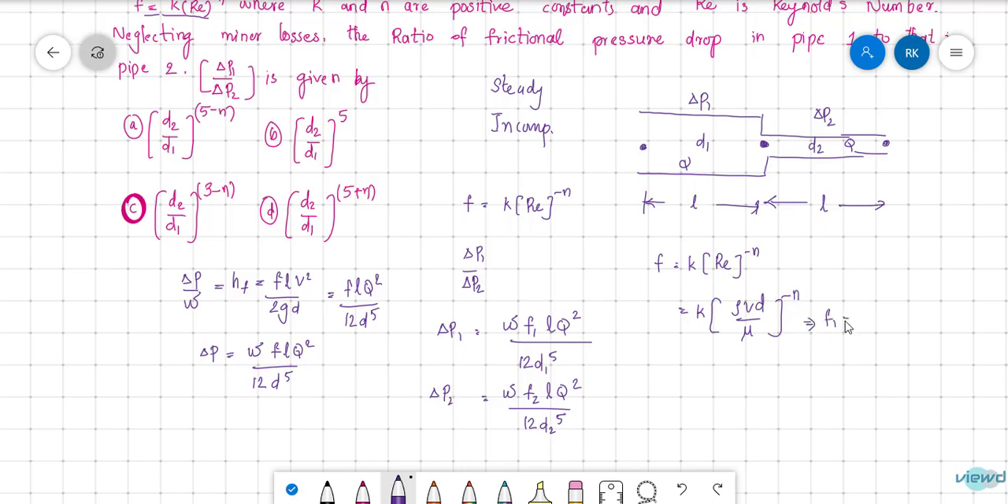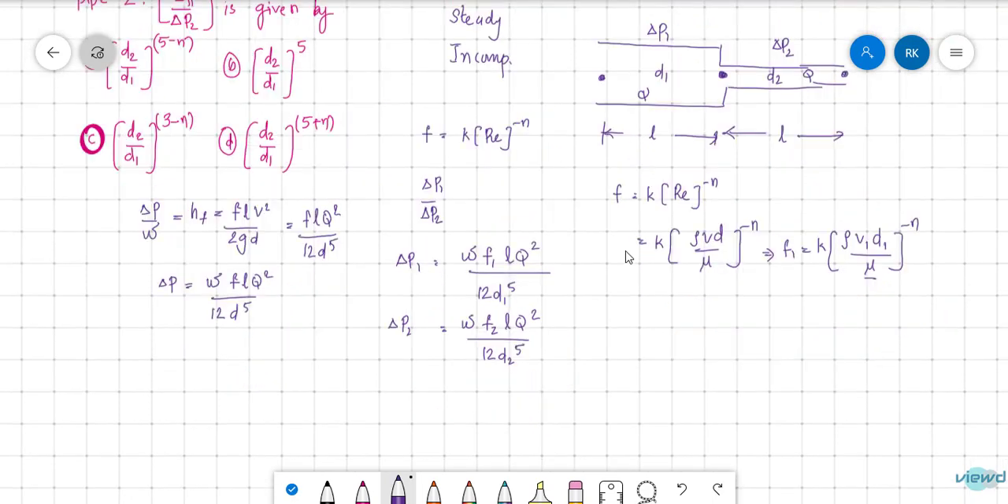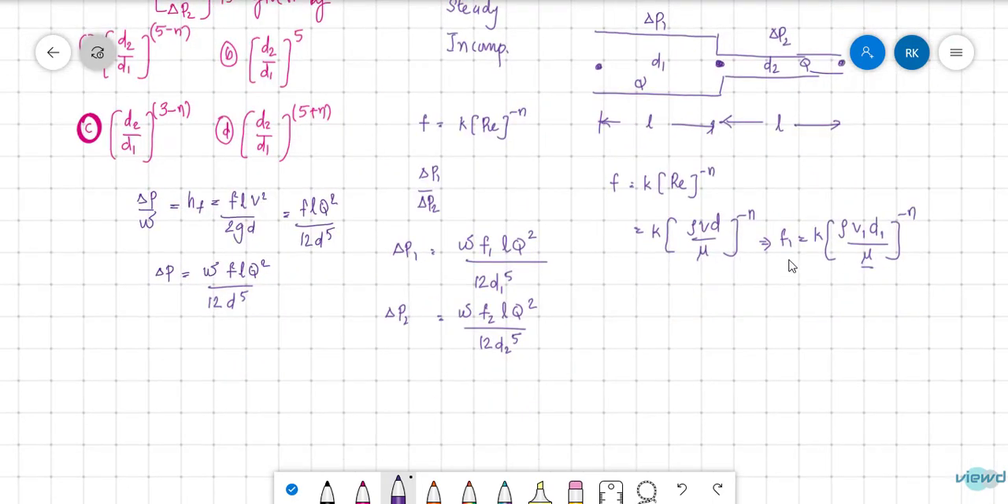f1 is equal to K into (rho V1 D1 by mu) power minus n. Mu will be the same because the same fluid is flowing in both the pipes. So this is what f1 is. And f2 will be K into (rho V2 D2 by mu) whole power minus n. Since the diameters of the pipes are different, V2 will be different.